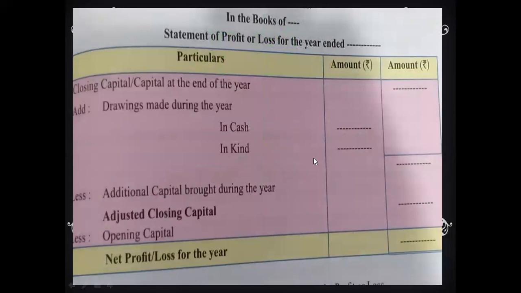Next, we shall be going to look into the format of statement of profit or loss. In the books of, statement of profit or loss for the year ended, particulars, inner column amount and outer column amount. Closing capital or capital at the end of the year, add drawings made during the year in cash or in kind, less additional capital brought during the year. The figure that comes is called adjusted closing capital, less opening capital, the figure of net profit or net loss for the year.